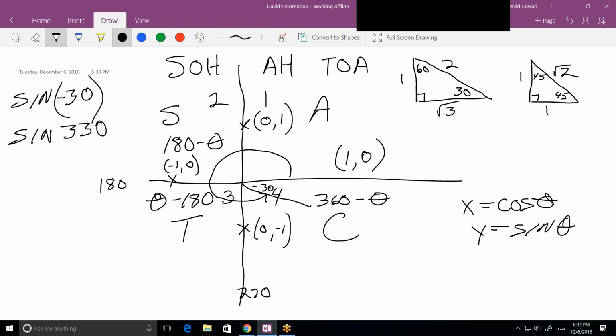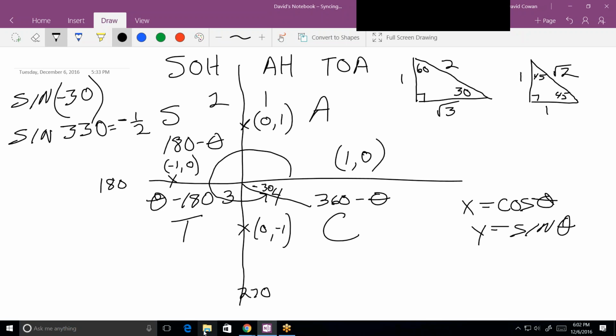Now we can use the same formula we've been using the whole time. The sine of 330 is the same as what first quadrant angle? 30. Right. And we know that's 1/2. But it's in the 4th quadrant. So what is the plus or minus sign on it? Minus. You got it.